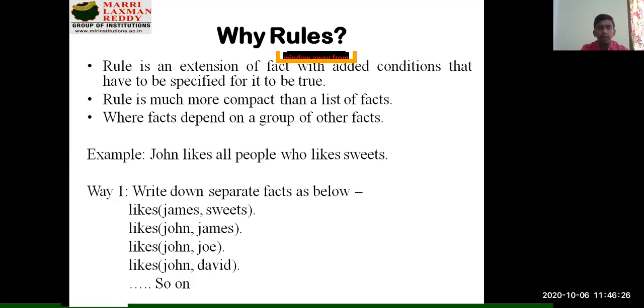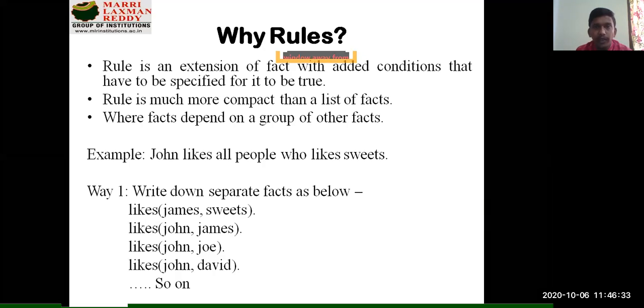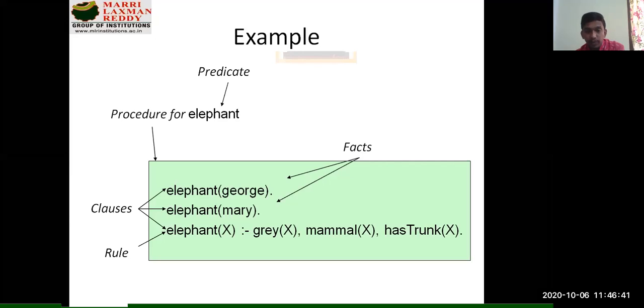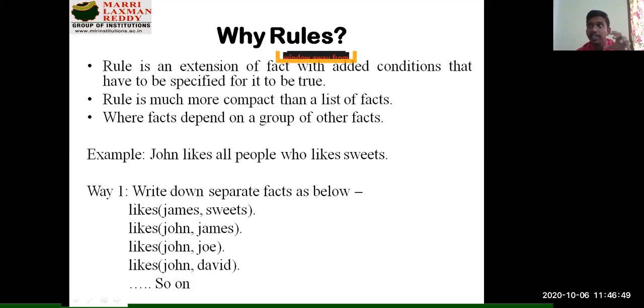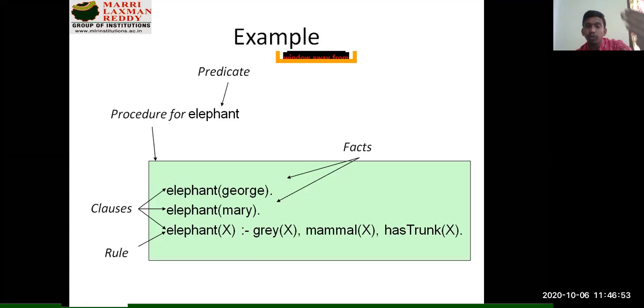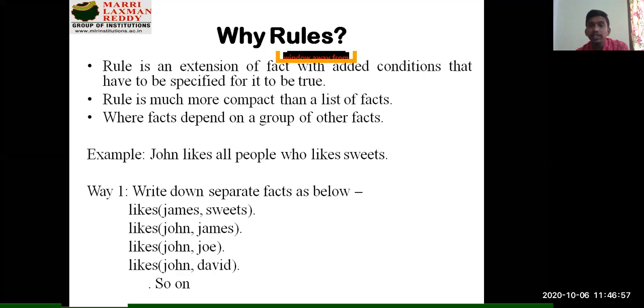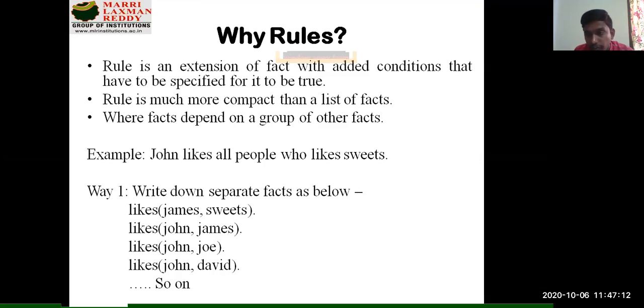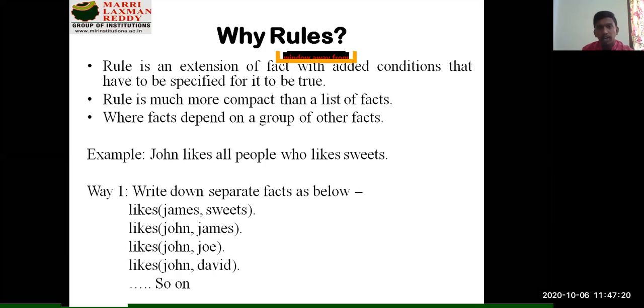So let's again talk in depth about why we should define rules with respect to logic programming. A rule is an extension of a fact with added conditions that have to be specified for it to be true. That's what we have done here. A rule is specified with respect to the elephant sentence. It is an extension of a fact. You have some facts, and these facts are extended as part of your rule with some added conditions. We specify conditions for it to be either true or false. So if you want to say whether it is true or false, you need to specify your rule properly. A rule is much more compact than a list of facts, because a rule specifies everything.